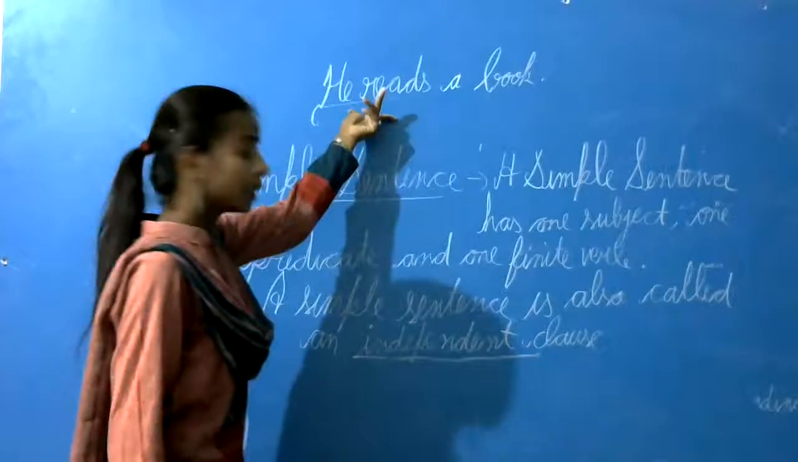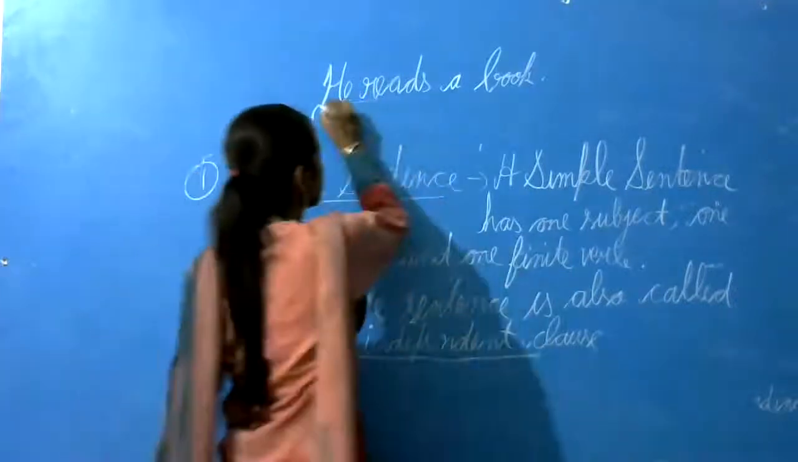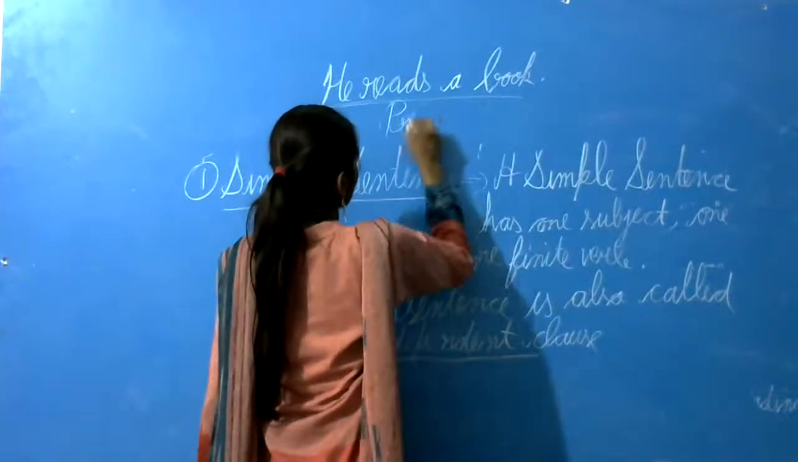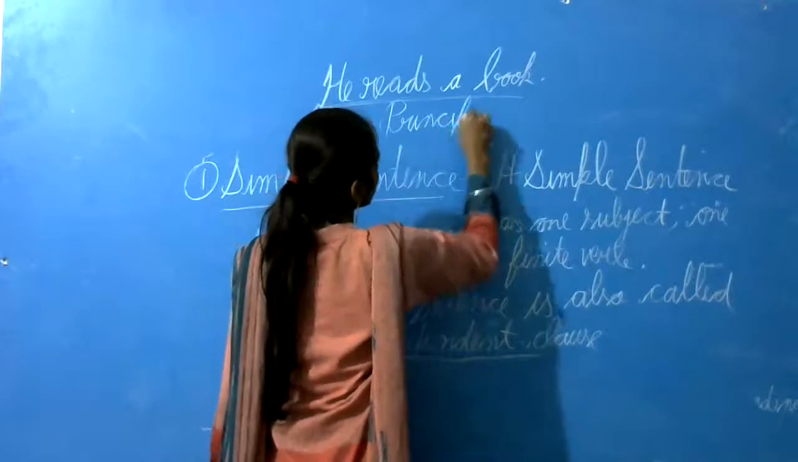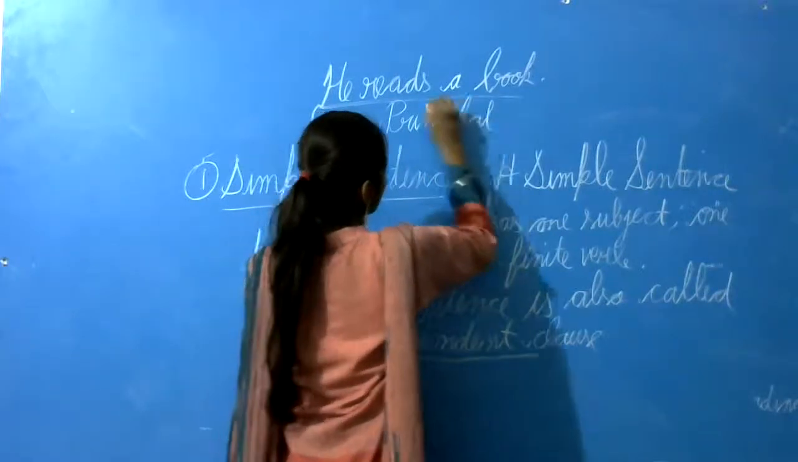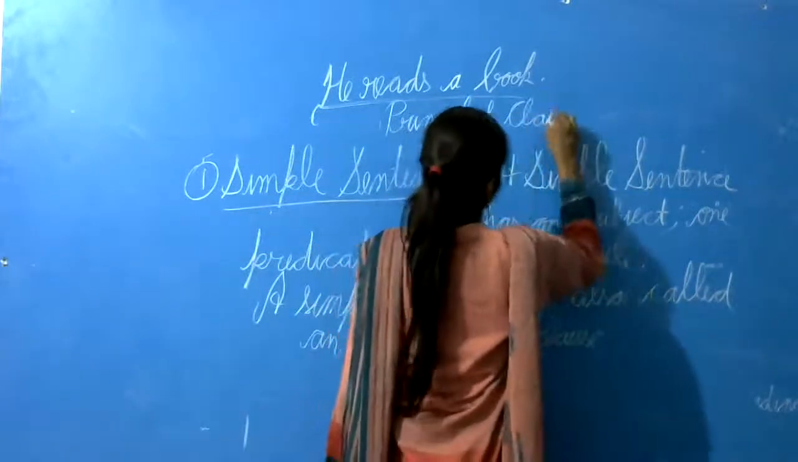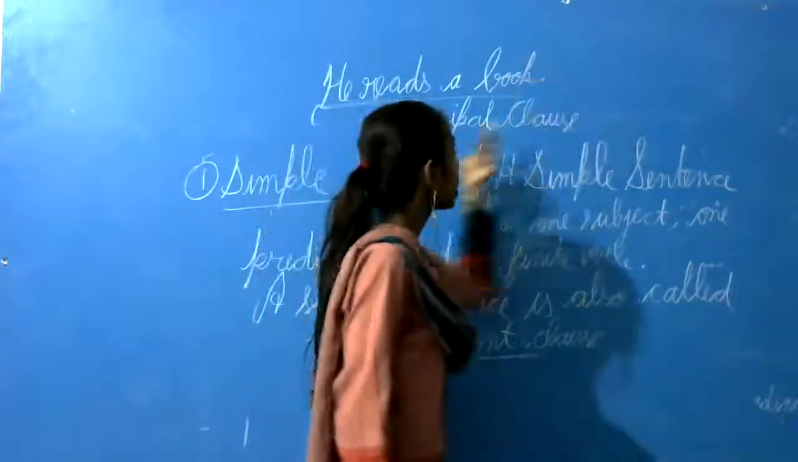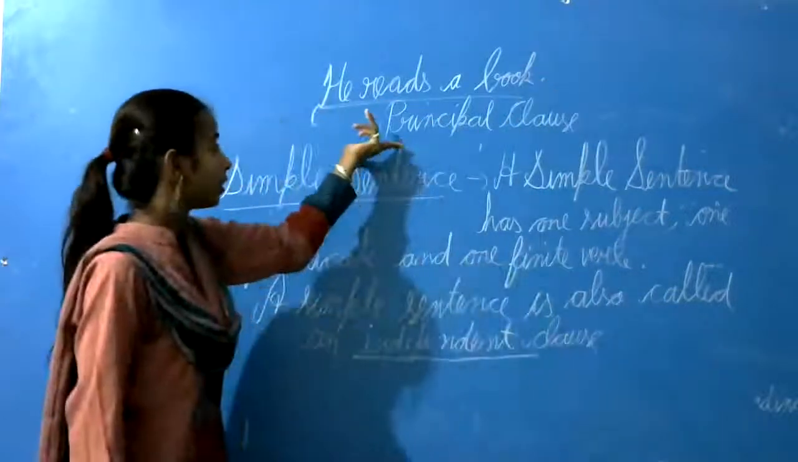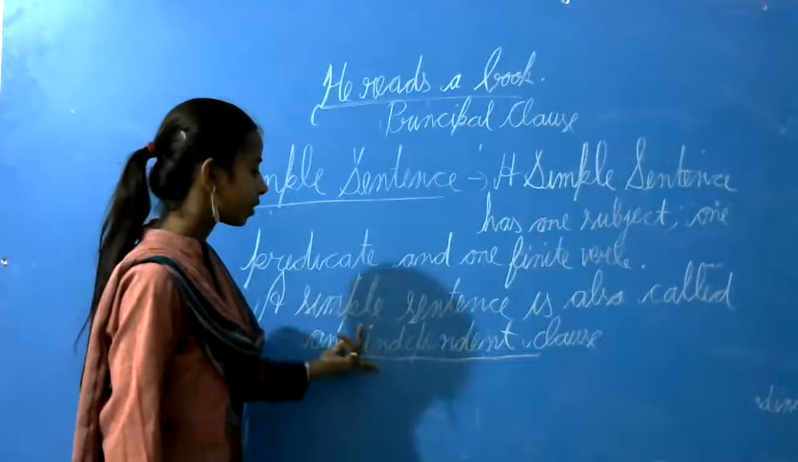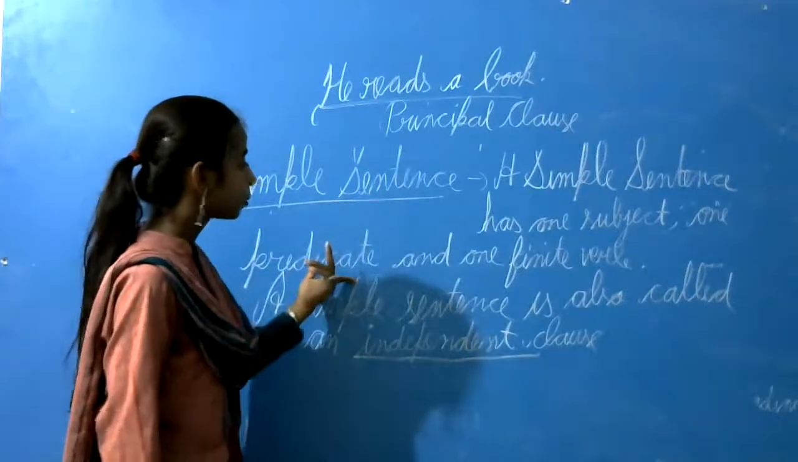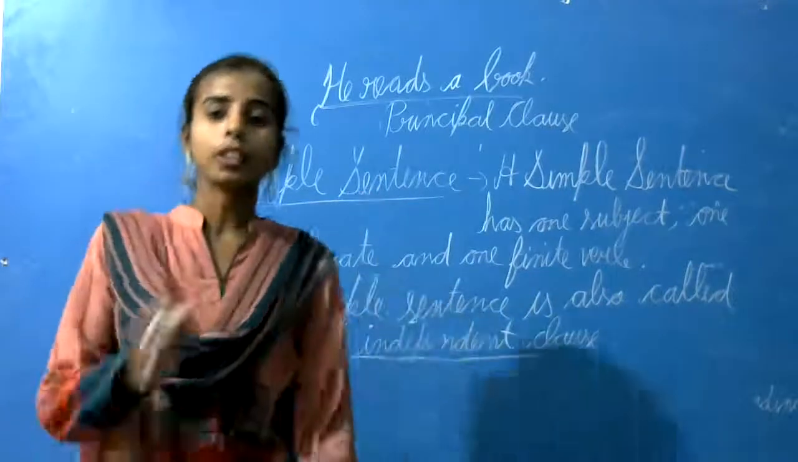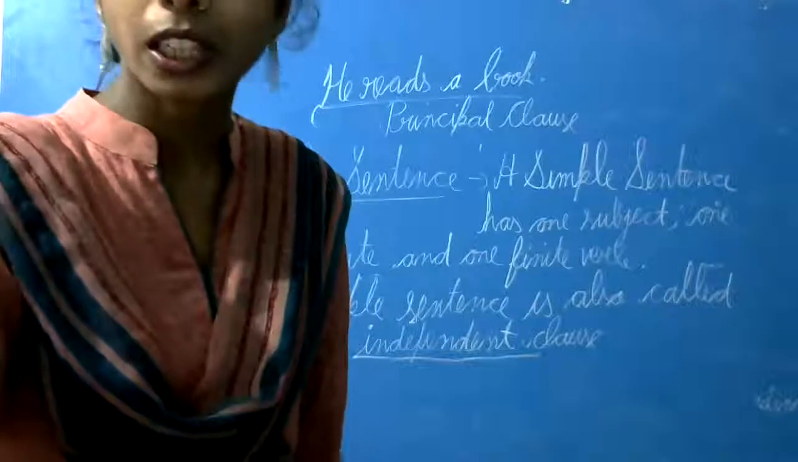It is complete. It is independent. This is a principal clause. Independent clause भी हम कह सकते हैं और principal clause भी. It doesn't need any other clause to complete its meaning. इसको किसी दूसरे वाक्य की जरूरत नहीं है इसकी meaning complete करने के लिए. That's why we say a simple sentence independent. It has one subject, one predicate and one finite verb and its meaning is complete in itself. Okay?